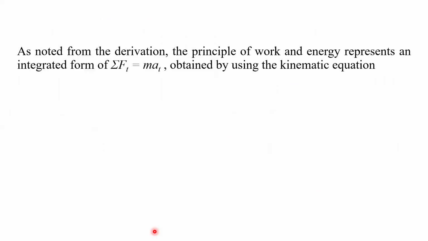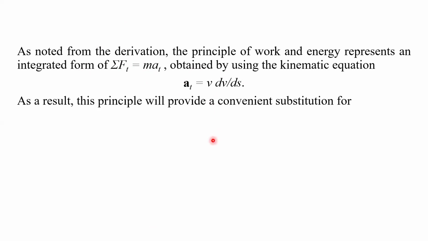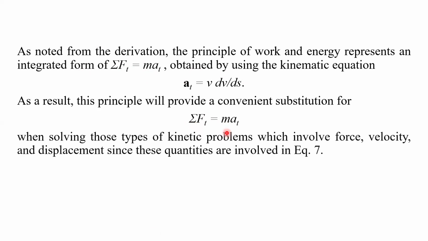So as noted from the derivation, the principle of work and energy represents an integrated form of summation F_t equal to m a_t, obtained using the kinematic equation a_t equals v dv over ds. As a result, this principle will provide a convenient substitution for summation F_t equal to m a_t when solving those types of kinetic problems which involve force, velocity, and displacement, since these quantities are involved.